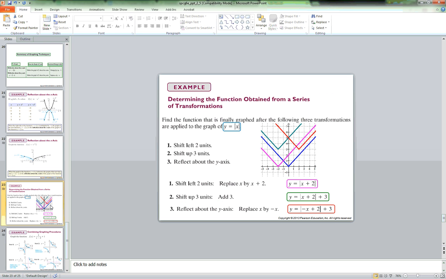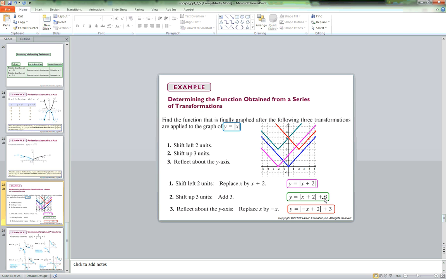All right, so we are going to do a series of transformations here. We're going to start with this blue function, y equals absolute value of x. We're going to shift it left 2 units. So this is our pink. This matches our pink function here. We're going to replace x with x plus 2. So then it becomes y equals absolute value of x plus 2. We're then going to shift it up 3 units. So that's this green graph right here. And we do that by adding 3 to our function.